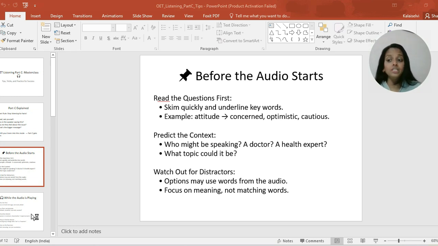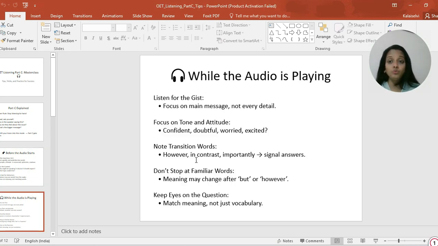Now, what we have discussed so far is what you need to pay attention to before the audio. The real game begins when the audio is playing. Here is how you need to stay sharp during the recording. You have to listen for the gist first. Don't panic about every single word because part C is about overall meaning and attitude, not tiny details. You have to ask yourself what's the speaker's main point.